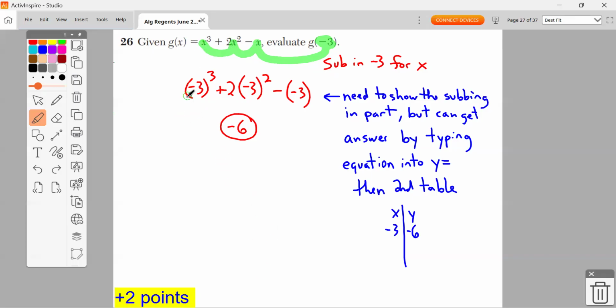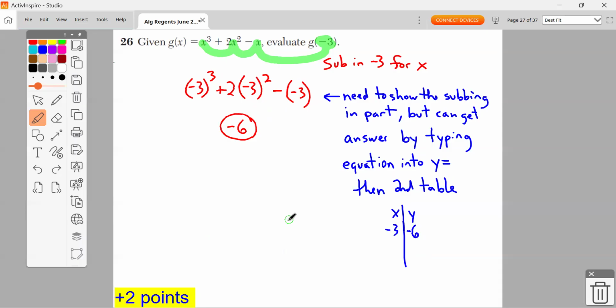All right. We have negative 3 inside parentheses. If you don't type in the parentheses, you're going to get the wrong answers on this question. So negative 3 inside parentheses cubed, use the caret button, plus 2 times negative 3 inside parentheses squared minus negative 3. When you do that, you get negative 6. I think there's an easier way to do this question. I think the easier way is to type this whole equation into your y equals and then hit second, table. So negative 3 is negative 6.